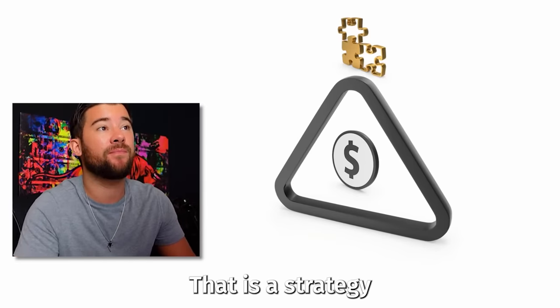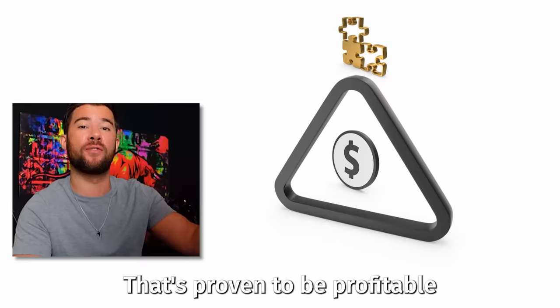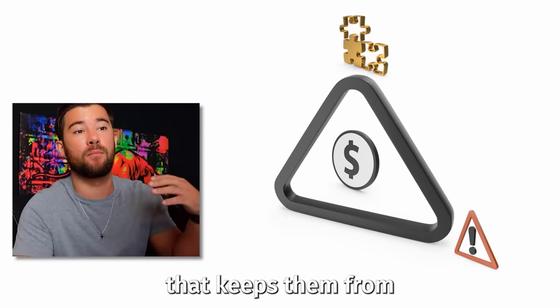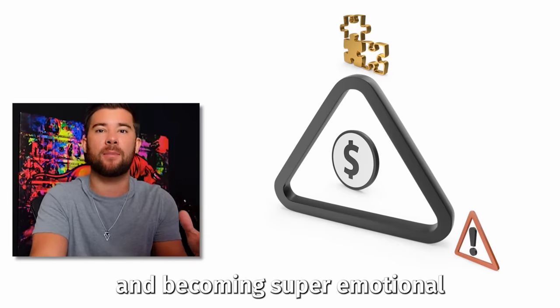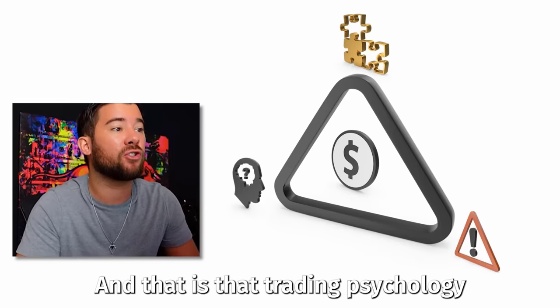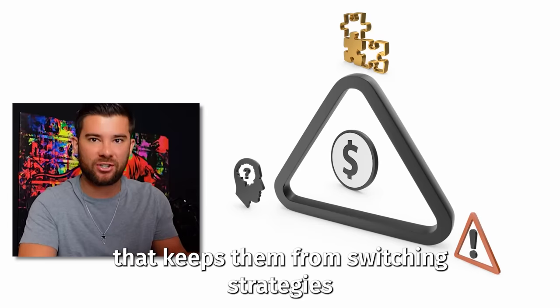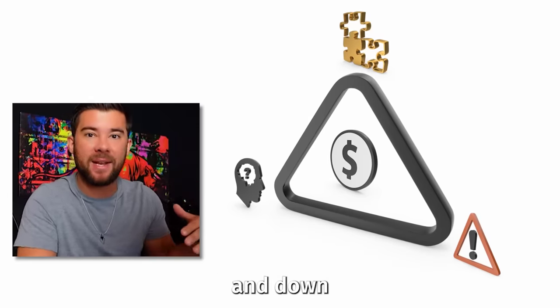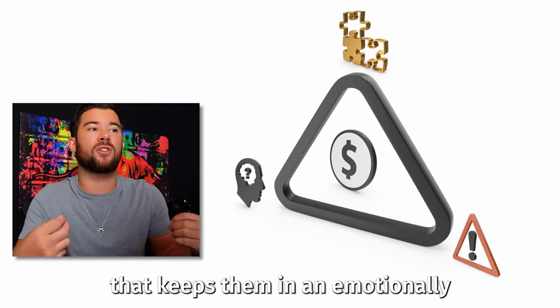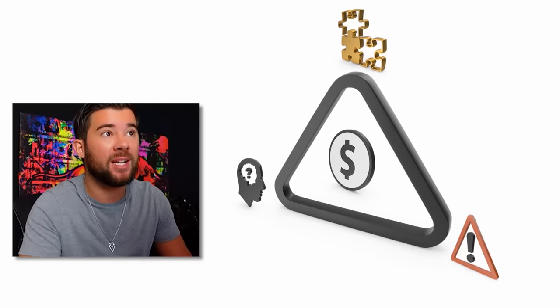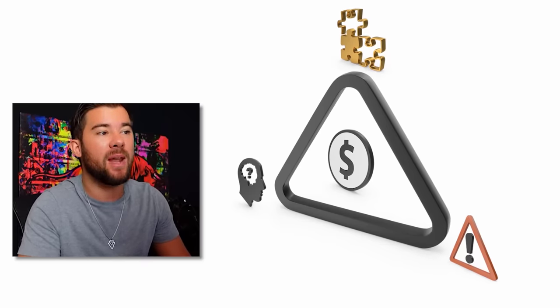That is a strategy that makes them money over time, that's proven to be profitable. That is a risk management plan that keeps them from blowing their account, losing too much money, and becoming super emotional. And that is the trading psychology that keeps them from switching strategies, from moving their stop up and down, that keeps them in an emotionally clear state while they're trading. And you must master all three of these if you ever have hopes of making money consistently as a trader.